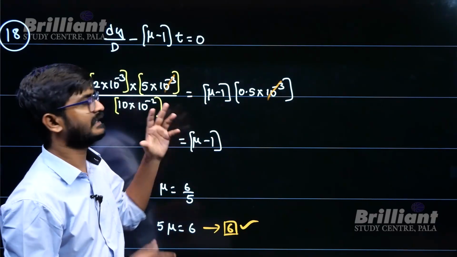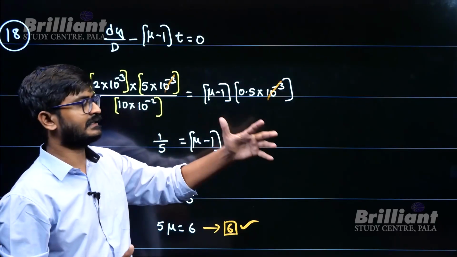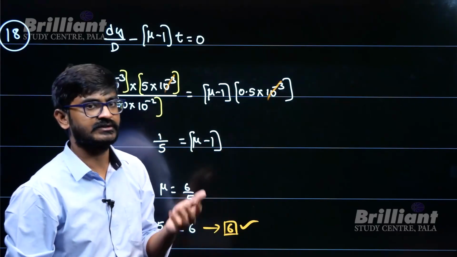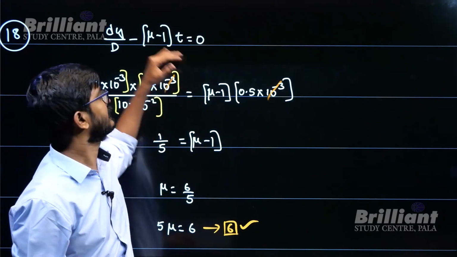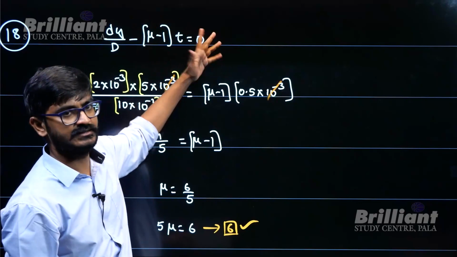So the only thing you need to understand is we are just checking. Earlier the central bright fringe used to form at y equals 0. Now the central bright fringe is getting formed at y equals 5 into 10 power minus 3. So for the central bright fringe, the path difference has to be 0.